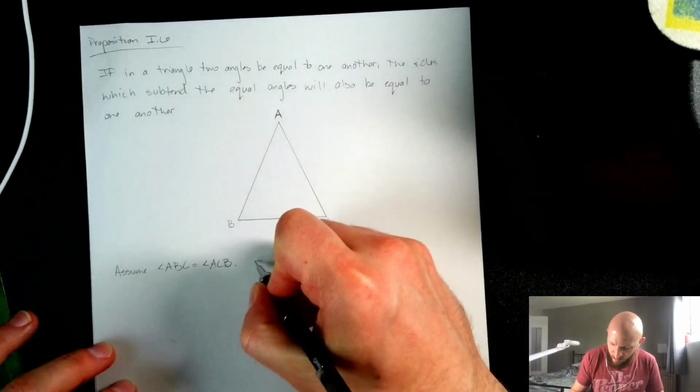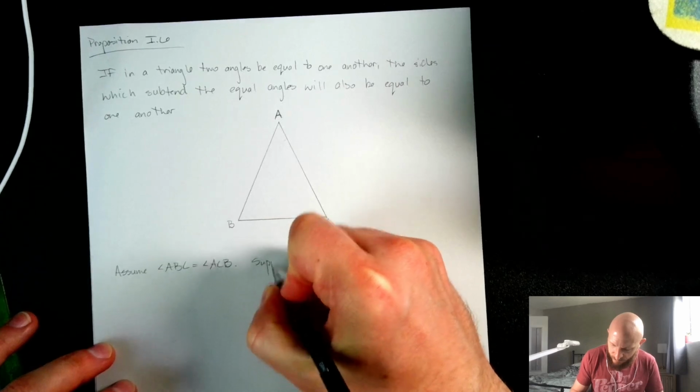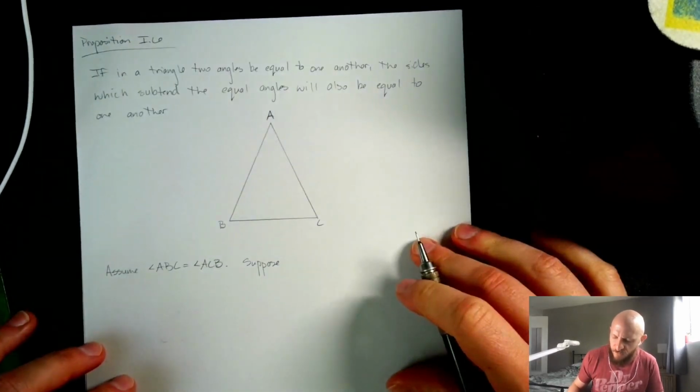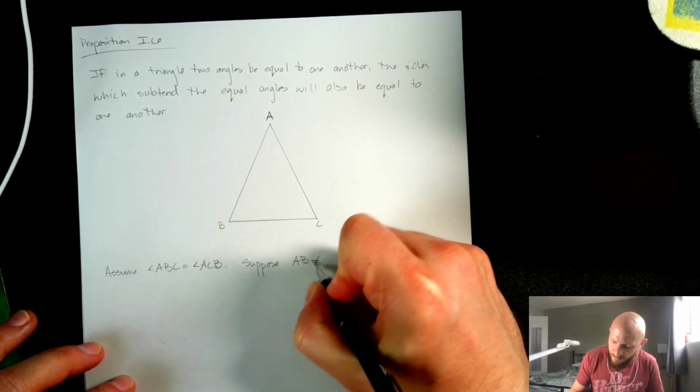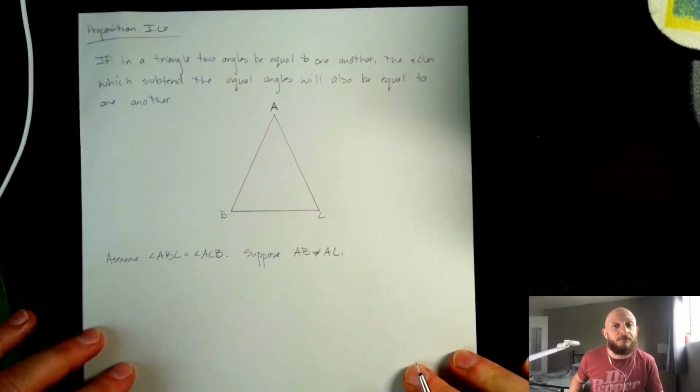So how do those start? Well, they always start by assuming that the conclusion is false. So suppose that AB is not equal to AC.